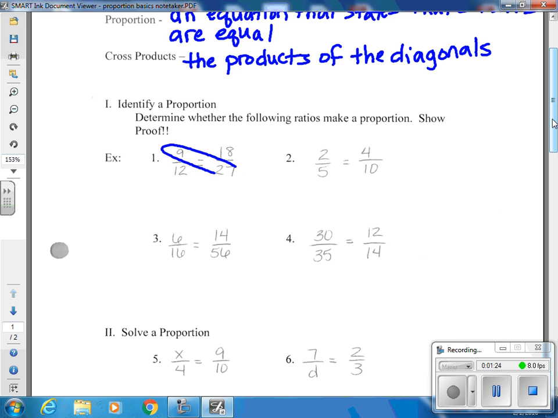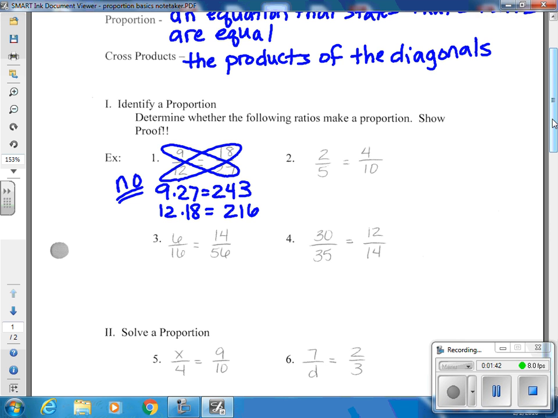So we're going to take the multiplication of 9 times 27, which equals 243. And then we're going to go the other way with 12 times 18, which equals 216. Because the products are not equal to each other, 243 is not the same as 216. Number one is not a true proportion. So we say no, because it says determine if it is. It's a yes or no answer, right? But because our numbers are not the same, it is definitely not a proportion.